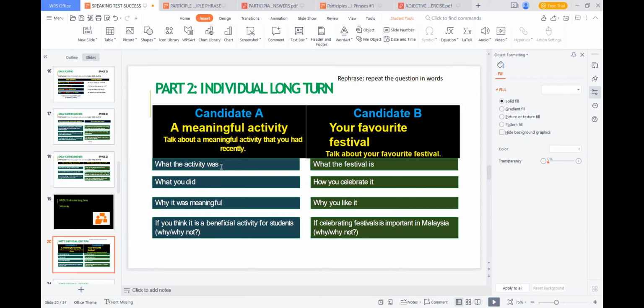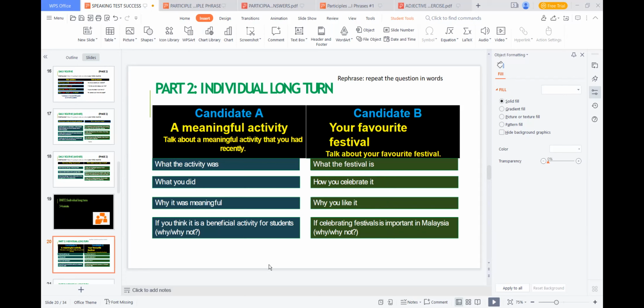What the activity was, what you did, why it was meaningful, and if you think it is a beneficial activity for students, why or why not. And candidate B, your favorite festival. Talk about your favorite festival. Can you read this? What the festival is, how you celebrate it, why you like it. Is celebrating festivals important in Malaysia, why or why not?